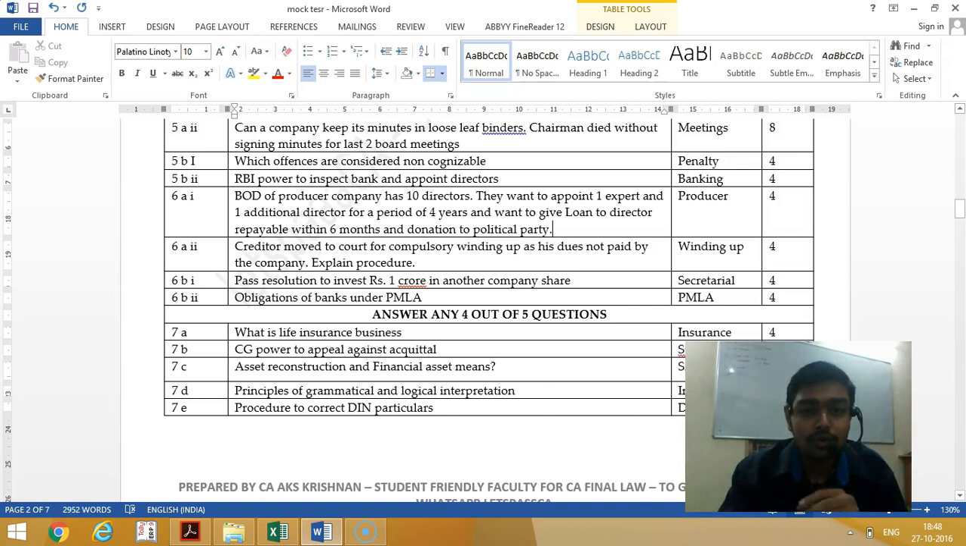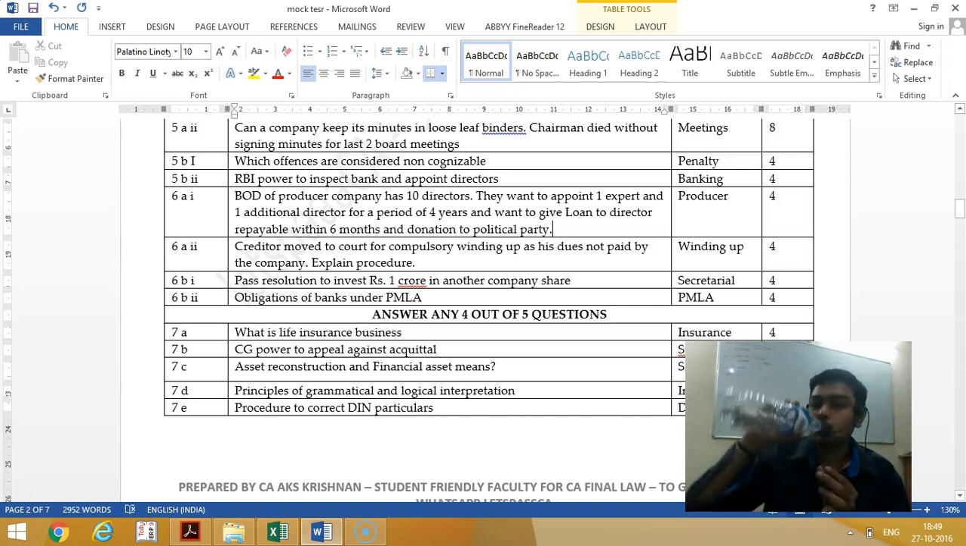Then they want to give a loan to a director. In the general meeting, if it is a director and relatives, it goes to the general meeting. For members only, it's different. Then, donation to a political party, a producer company cannot give. Okay. Next.